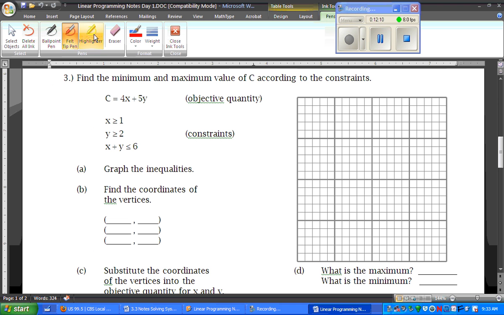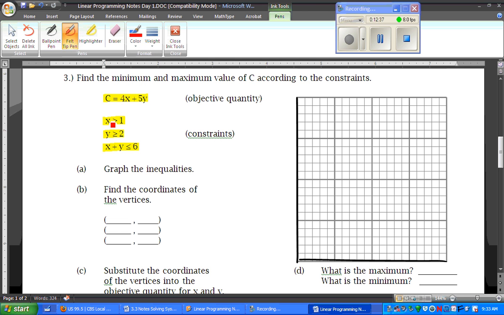For the third problem, our objective quantity is the equation at the top. Our constraints are all of the inequalities. So we go to our graph, and we put the axes over on the left and down on the bottom, because these are real-world problems.